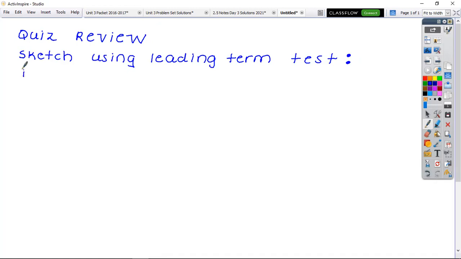So number one, I want to say f of x equals negative 5x to the fourth plus 10. The more information you can list, the better. First question I'm going to ask you, what form is this written in? Standard or factored? Standard, yep, it does not have parentheses. So this is currently in standard form. There are no parentheses.